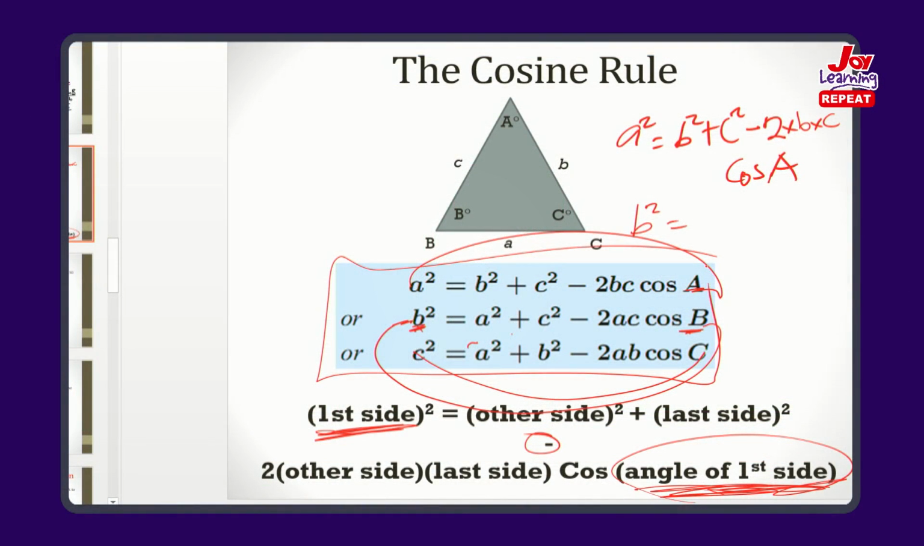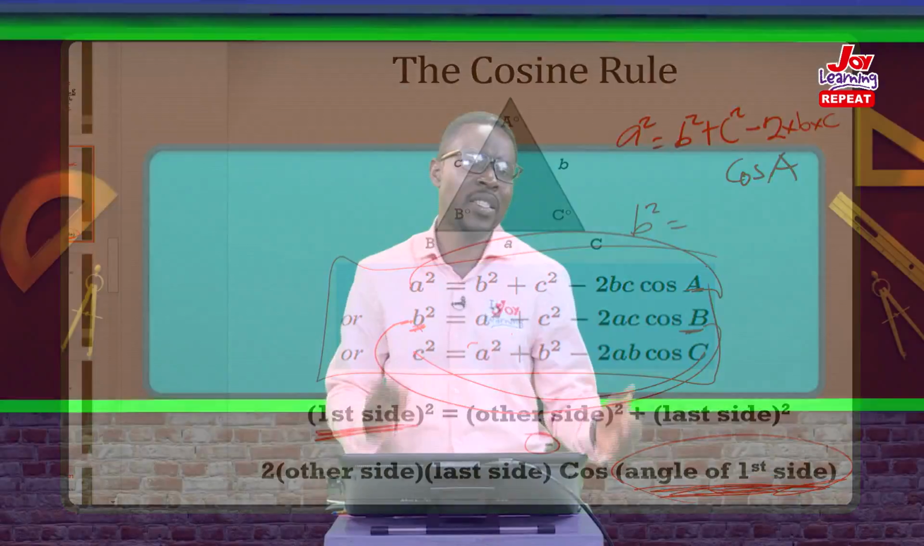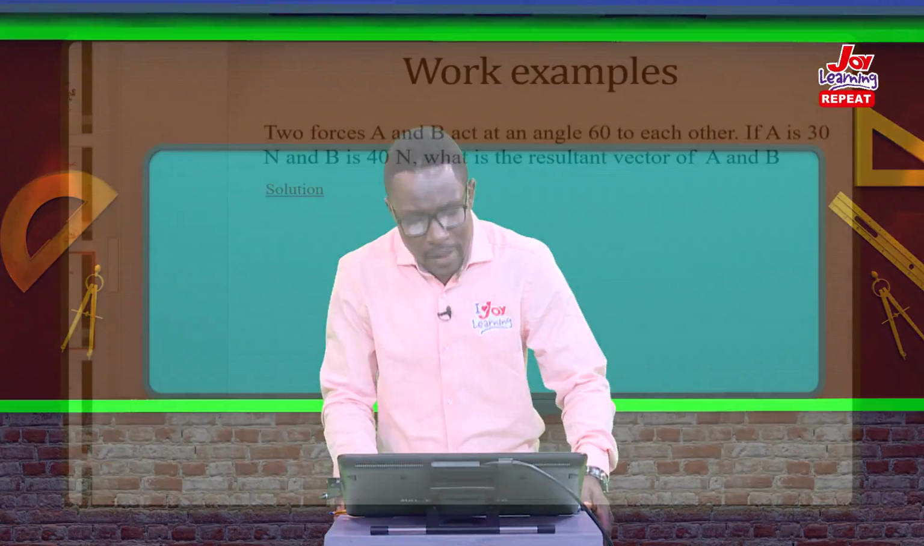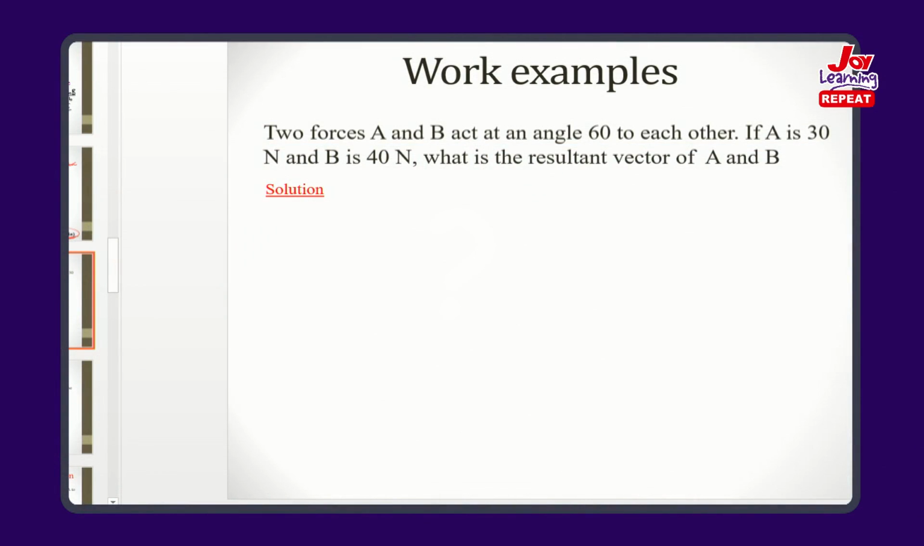Can we try our hands on using this sine rule and cosine rule to solve some problems and see how it goes? Right, let's see this. Two forces, A and B, act at an angle 60 to each other. If A is 30 Newton and B is 40 Newtons, what is the resultant vector of A and B?